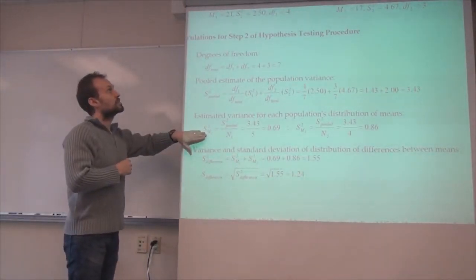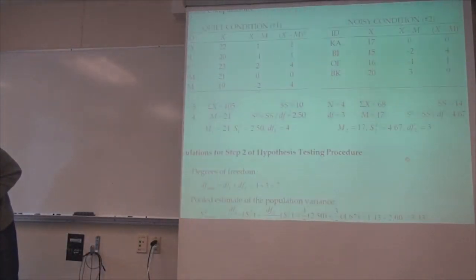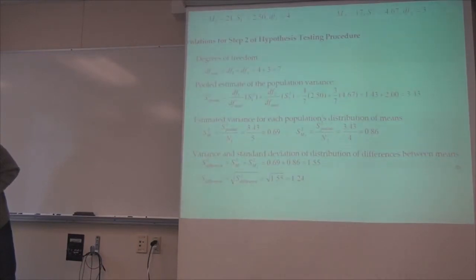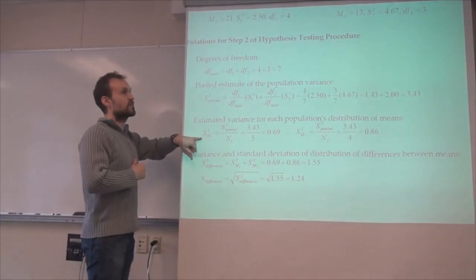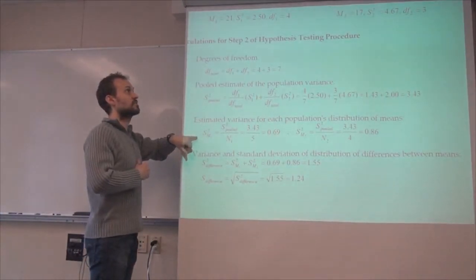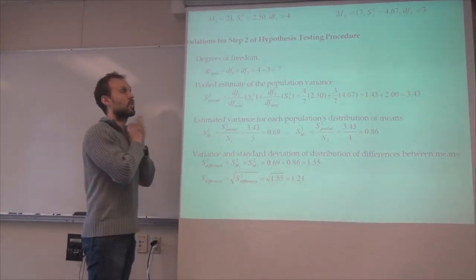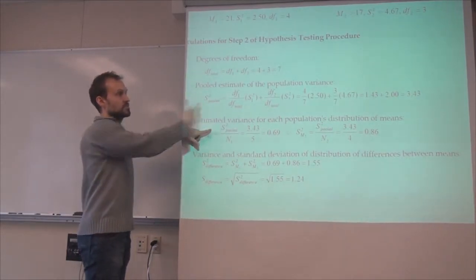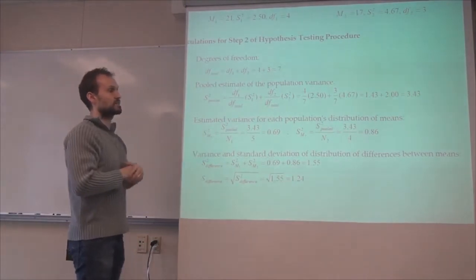Sample 1, was it the quiet one? Quiet is sample 1, okay. Just want to refer to these things correctly. Sample 1, the variance for the distribution of means for all groups of 5 people working in quiet environments. I take the population variance, which is the same for both, and just like before, I divide it by the sample size.